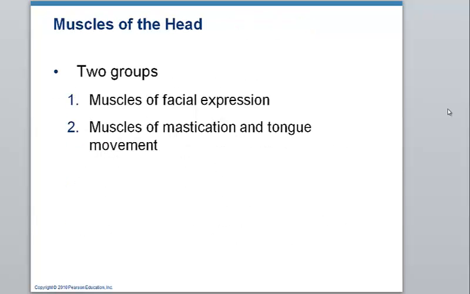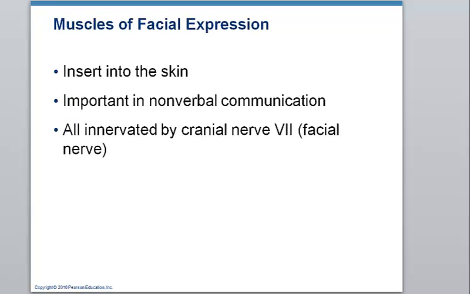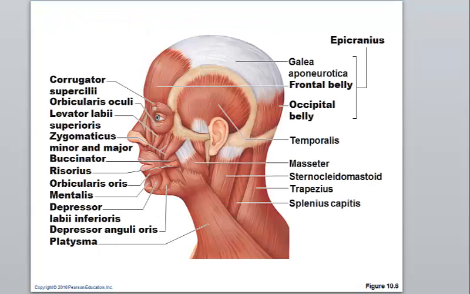We're going to start off with the muscles of the head. We have two different groups of muscles in our head: the facial expression ones, and the muscles for mastication and movement of the tongue. Let's talk about the muscles of facial expression first. The muscles responsible for facial expressions are attached or inserted to your skin. That means that since the muscle is attached to the skin, it helps the movement of the skin, hence the facial expressions that you have.